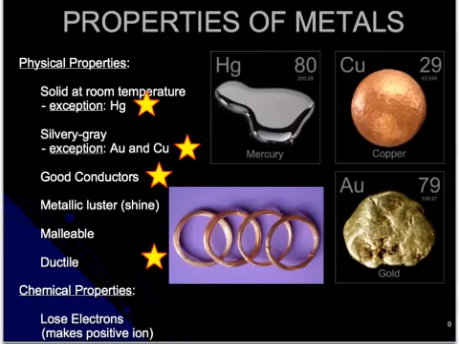They have metallic luster, shiny. They are malleable. That means they can be hammered flat. Think of aluminum foil. And they're also ductile. I love that. It reminds me of duct tape. But ductile means it can be rolled into wire, just like you see here. Now, they tend to lose electrons.